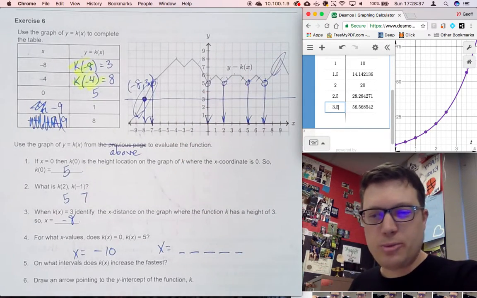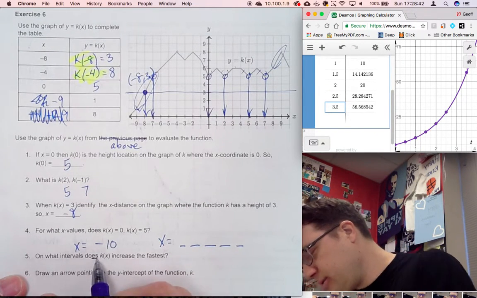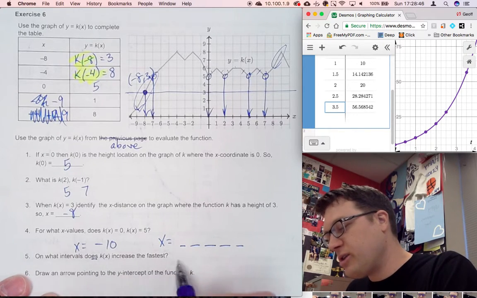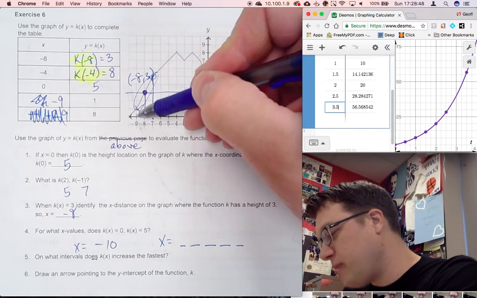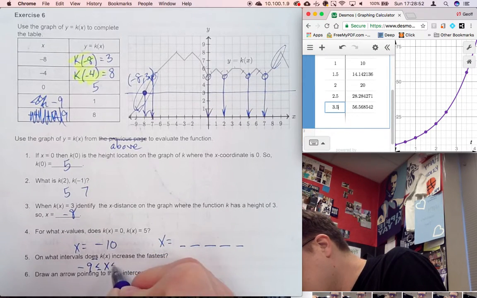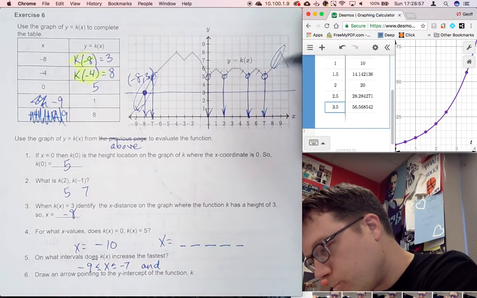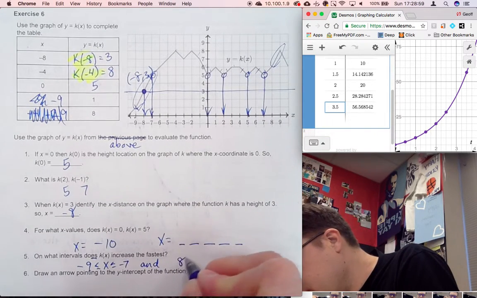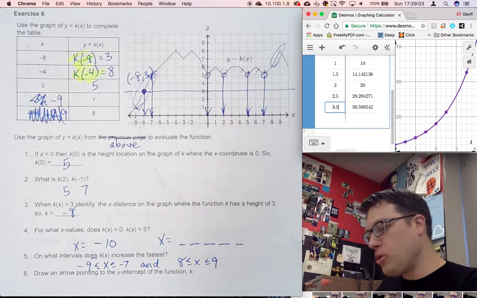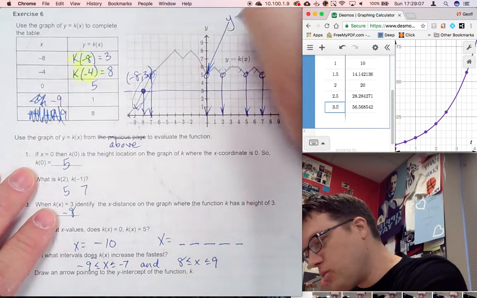Okay. That interval and that interval. Let's use inequalities to point it out. On what intervals does k of x increase the fastest? So it increases from negative 9 to negative 7. Negative 9 is less than or equal to x is less than or equal to negative 7. And 8 to 9. 8 is less than or equal to x is less than or equal to 9. Draw an arrow pointing to the y-intercept of the function. Boom, right there. Label it, I guess, y-intercept.